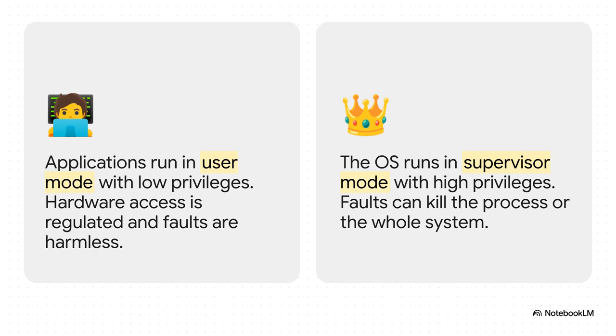But then you have the other side, kernel space. This is the inner sanctum, the VIP lounge. This is where the OS core itself is running, and it has total unrestricted power. We're talking direct hardware access. The stakes here, they couldn't be higher. A single bad line of code doesn't just crash an app. No, it can bring the entire system to a dead stop.